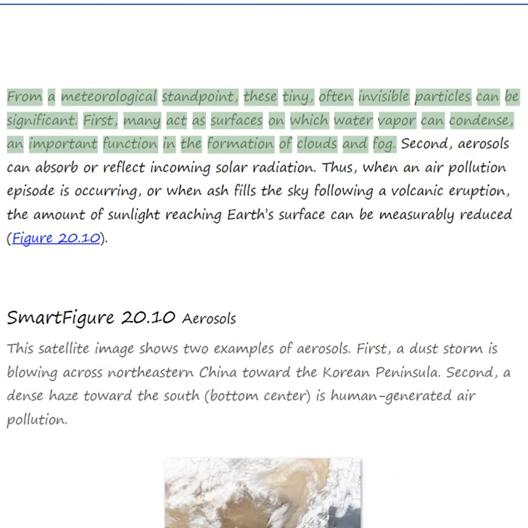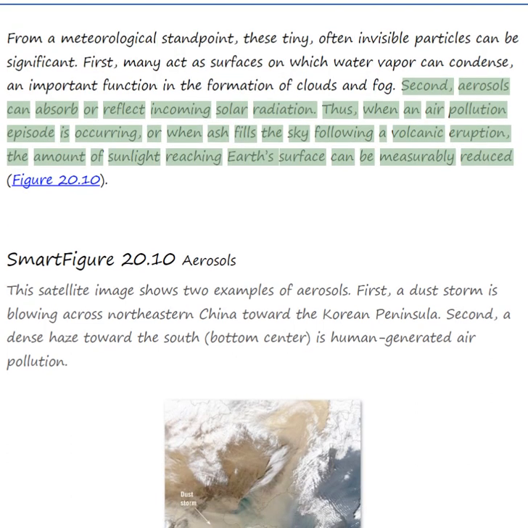From a meteorological standpoint, these tiny, often invisible particles can be significant. First, many act as surfaces on which water vapor can condense, an important function in the formation of clouds and fog. Second, aerosols can absorb or reflect incoming solar radiation. Thus, when an air pollution episode is occurring, or when ash fills the sky following a volcanic eruption, the amount of sunlight reaching Earth's surface can be measurably reduced.